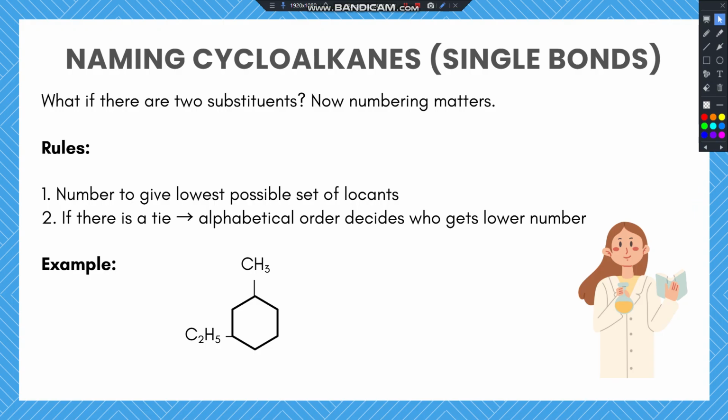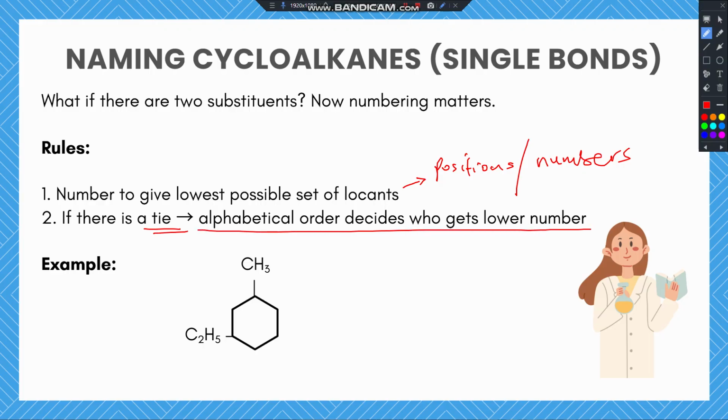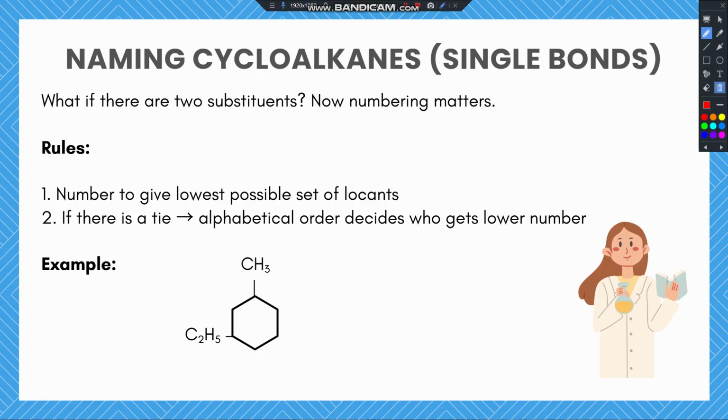Now, another question you might be asking is, how about when there are two substituents? When there are two substituents, numbering begins to matter. So here are the rules. Number one, give the lowest possible set of locants. Locants here also means the lowest possible set of positions or numbers. Whether you use the word position, numbers, or locants, all of them mean absolutely the same thing. Step number two, if there is a tie, then alphabetical order decides who gets the lower number. Don't get confused. I'm going to show you an example right now.